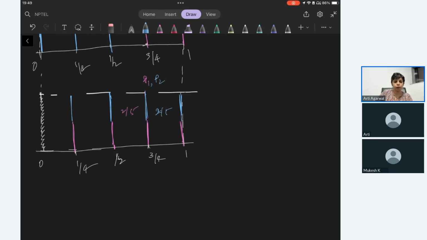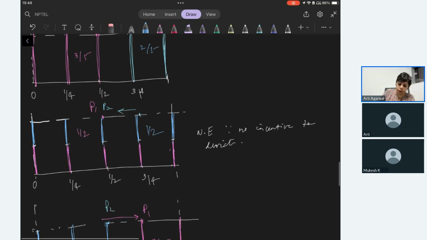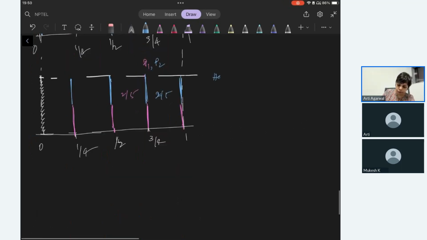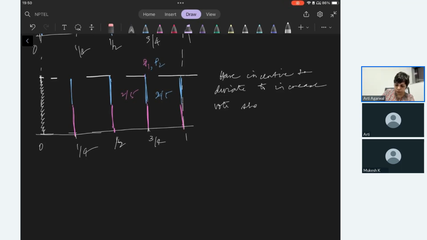Now again, P2 will see an opportunity here, and P2 will again want to also move to the center. And again, we are back to the center, which is what we said was the Nash equilibrium. They have incentive to deviate here. So there is some incentive for them to increase this lost vote share at policy position 0.